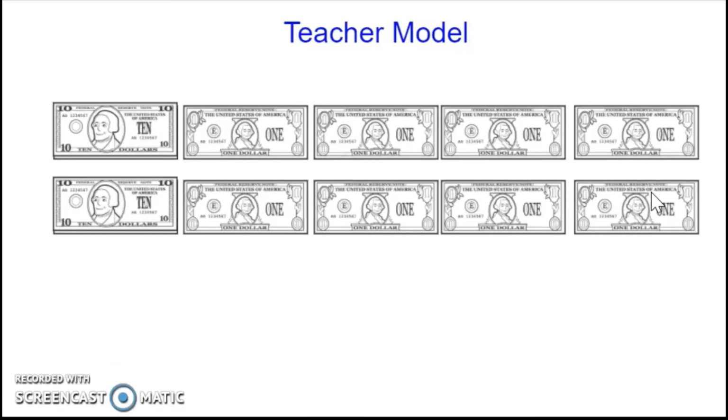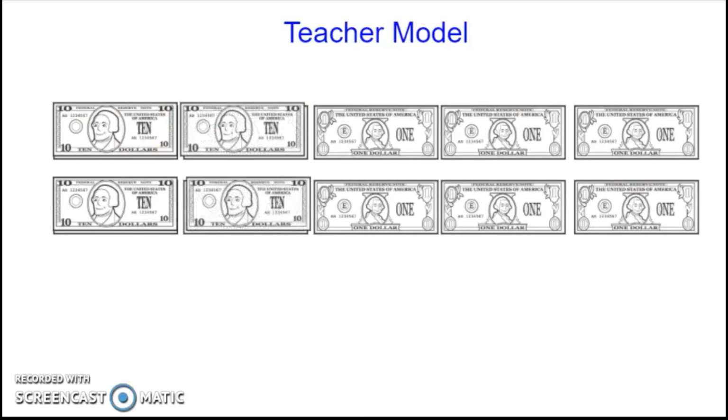Now, we are going to change the next 2 $1 bills on the left for 2 more $10 bills. I'll show you what that looks like. Okay, so we just changed 2 of the $1 bills to 2 $10 bills. Now, I want you to take a look at the value of the money. The value of 4 $10 bills and 6 $1 bills is $46.